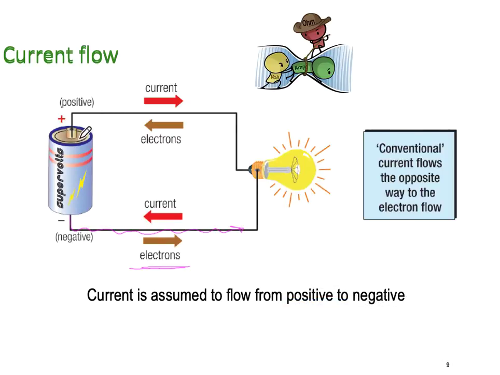Change my pointer to a different color. So current flow, or what we call conventional current flow, is positive to negative. But electron flow is the other way around. It's negative back to the positive. So current flow is all about this guy in here. So here's Mr. Current, that's this guy in here. So Mr. Volt, he was the battery.